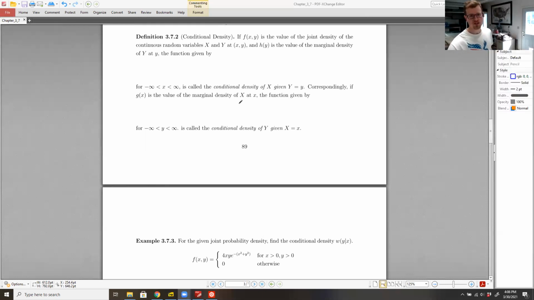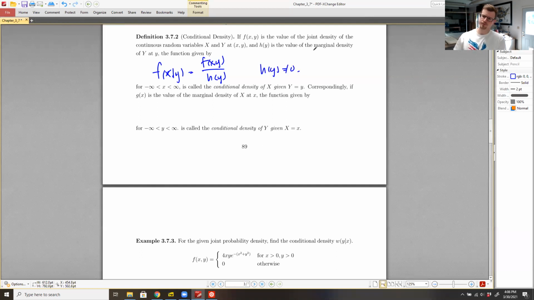So for a conditional density, if f of x, y is the value of the joint density of the continuous random variables x and y, and h of y is the value of the marginal density of y, then the function given by f of x given y is equal to f of x, y divided by h of y, of course, where h of y is not equal to 0.